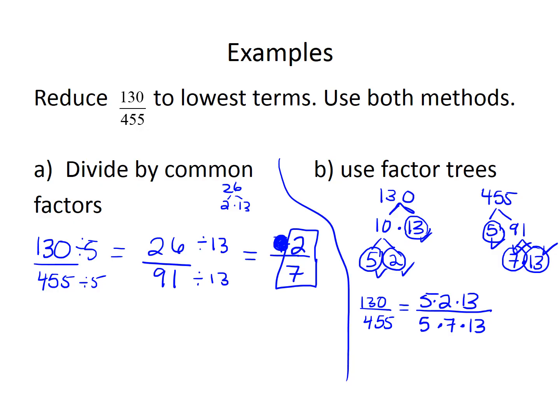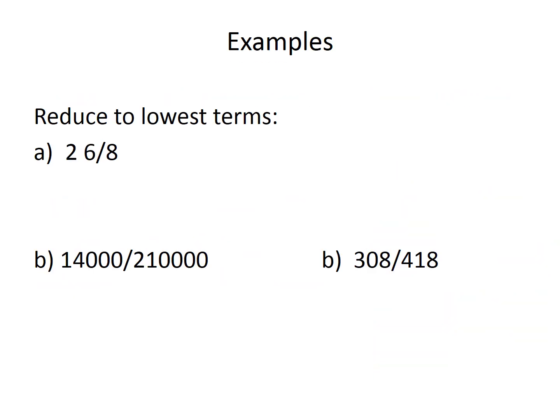And then remember that you can cancel any common factor, so you can cancel the 5s between the numerator and the denominator and the 13, so you get 2 over 7. If you didn't cancel everything, you would just multiply together what's left, if there were 2 things left in the top, etc. So those are the 2 methods, 2 methods of many methods.